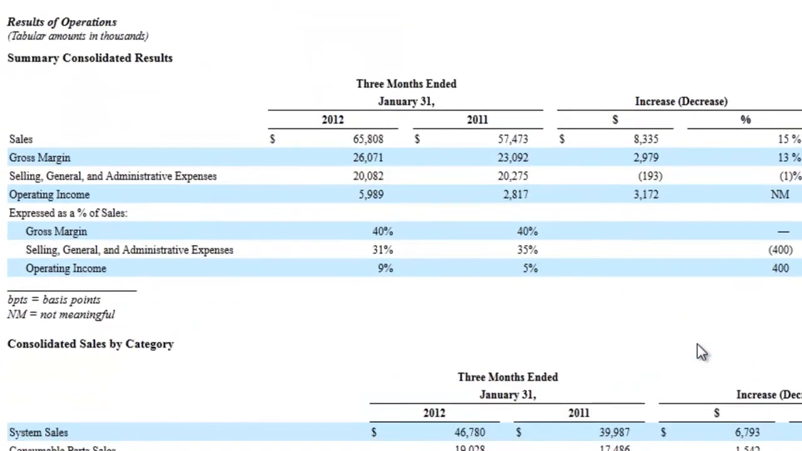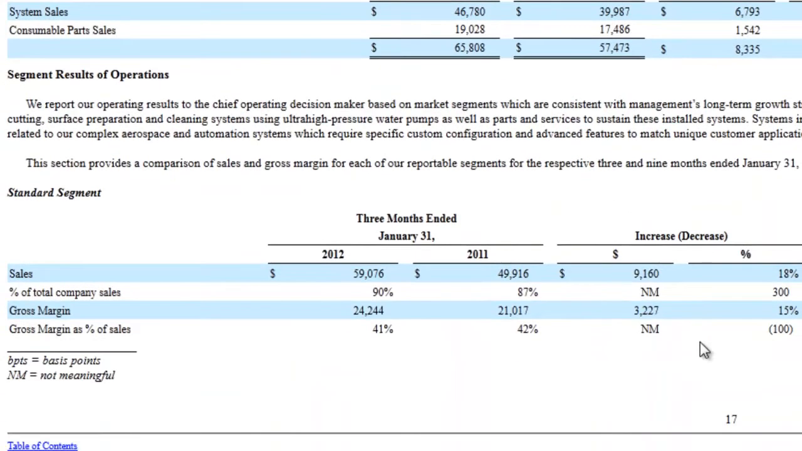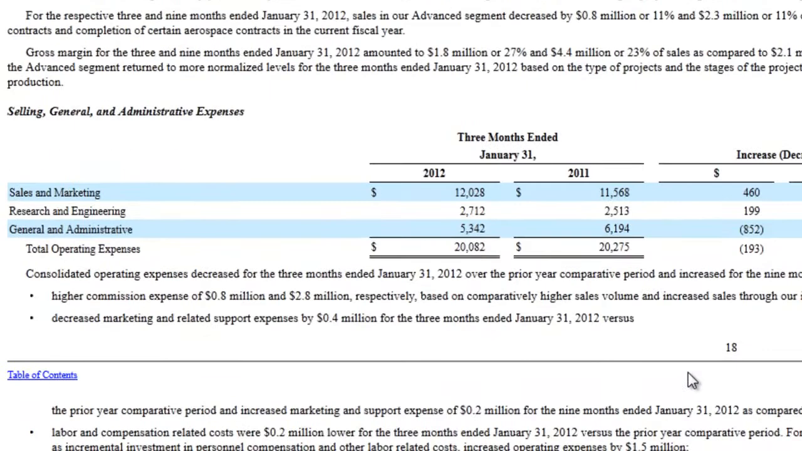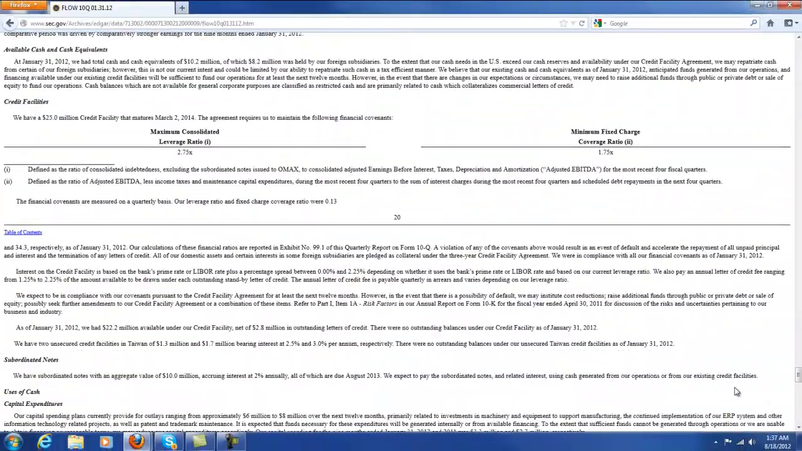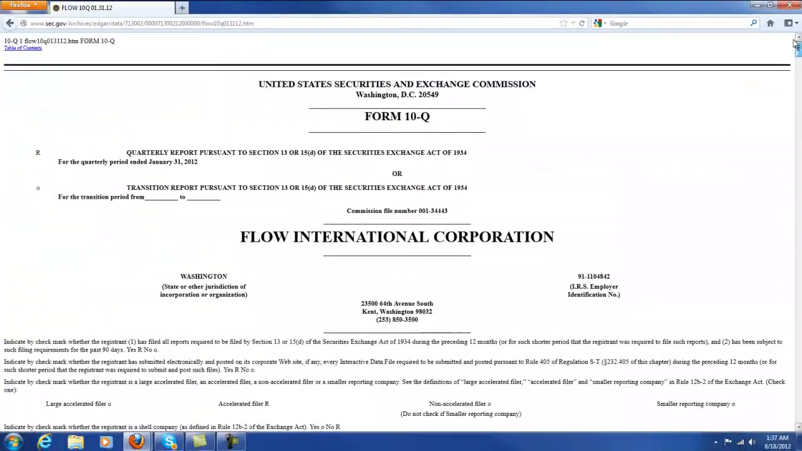So again, we have some information about segments. You get the idea. So let's go back.